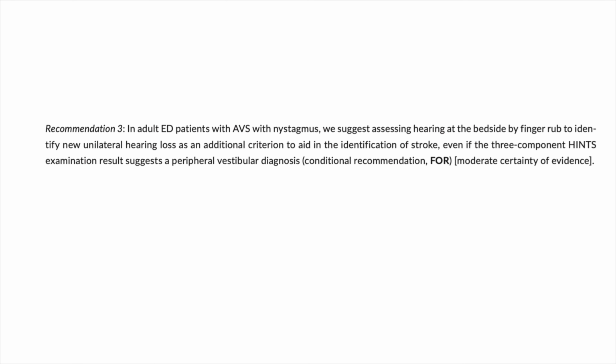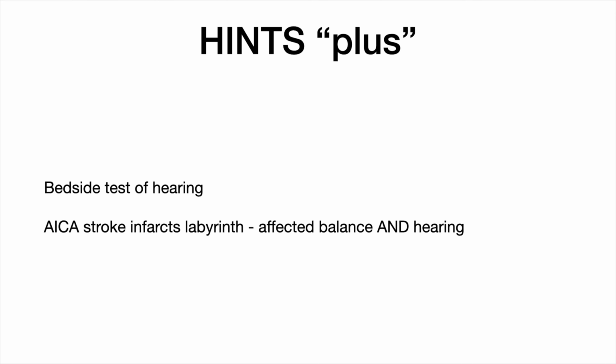At this point, I'll bring in recommendation 3 of the GRACE-3 paper, which says you should use the finger rub test to detect a new hearing loss in patients with acute vestibular syndrome. This is the plus part of HINTS Plus, and it's used to pick up an AICA stroke, anterior inferior cerebellar artery stroke, because in this kind of cerebellar stroke, the whole labyrinth is infarcted, which can give you the same HINTS result as in a vestibular neuritis, but the cochlea is also infarcted, so the patient has a new hearing loss. So that's how you can save yourself from missing an AICA stroke, by looking for a new hearing loss in patients with constant vertigo and nystagmus, by adding the bedside test of hearing.